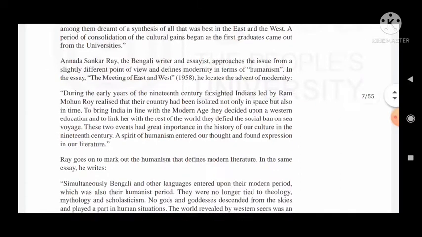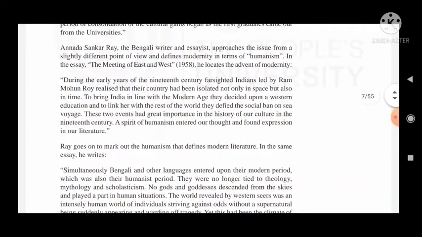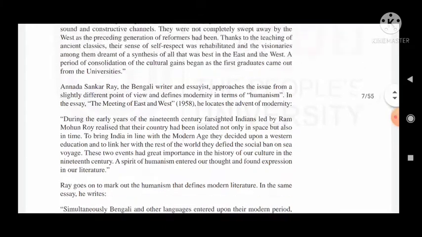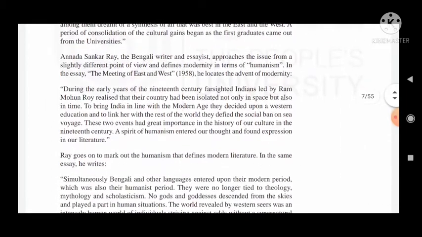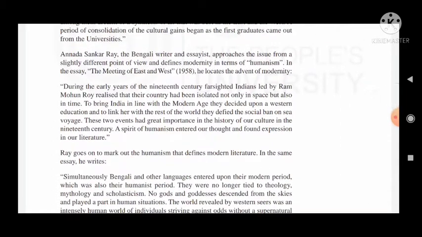Then Annada Shankar Ray, the Bengali writer and essayist, approaches the issue from a slightly different point of view and defines modernity in terms of humanism. He approaches it differently from Bankim Chandra Chatterjee, defining modernity in terms of humanism.